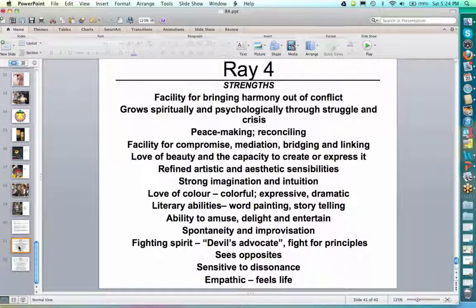It can play devil's advocate. It can be very argumentative. It will take the opposite just to show you a different perspective. If you find yourself using words like, let's look at it from this angle, or let me play devil's advocate, or have you considered this perspective on it? It generally shows that you work with those ideas of opposites. And the fourth ray can be very sensitive to dissonance. It feels life and hence can be very empathetic.